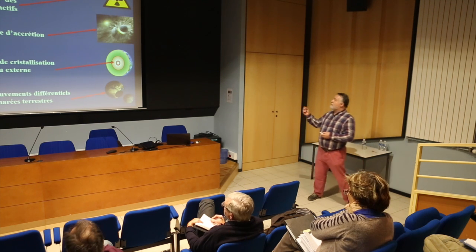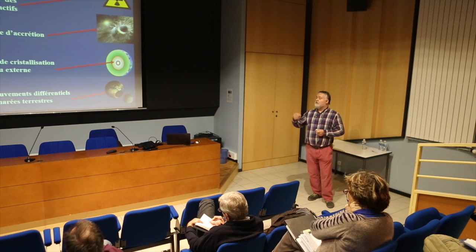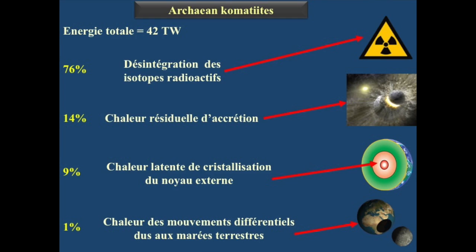So the tide is affecting not only the ocean but also the solid rocks, and the motion of the rocks can produce heat. Today this is 1% of the thermal budget. So what we can see is that all these sources are diminishing in the course of time.